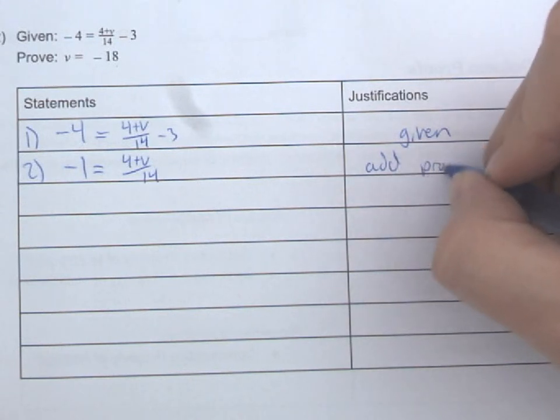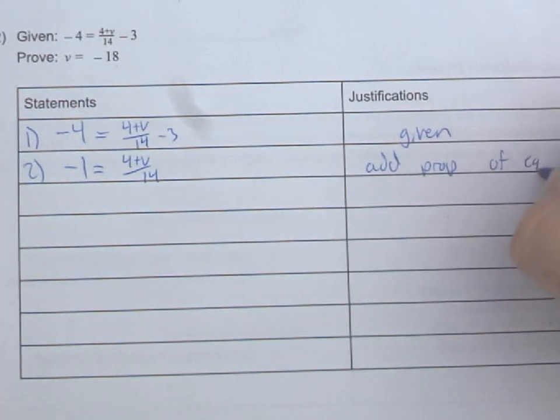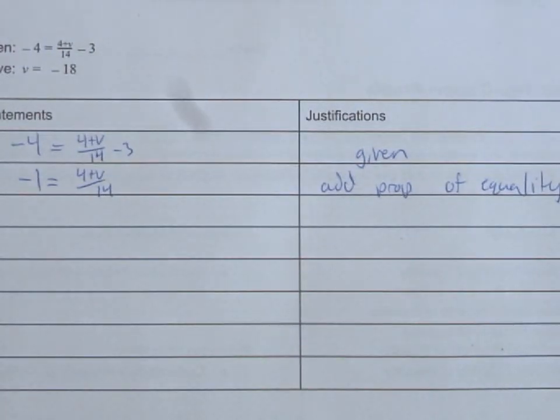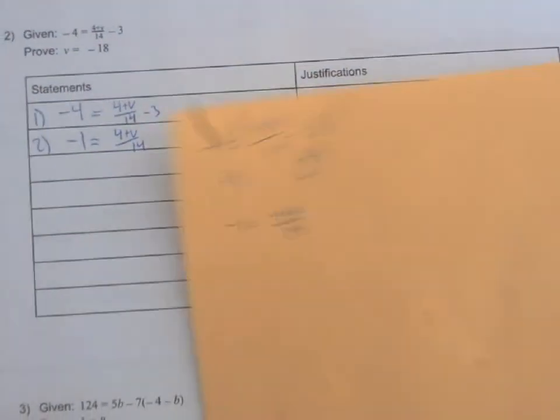I'm going to write add prop of equality. Now that's an abbreviation, but that's okay because I know there's no other property I can get this confused with. It's got to be the addition property of equality. It's not a property of addition, it's a property of equality. Okay. Back to the scratch paper.